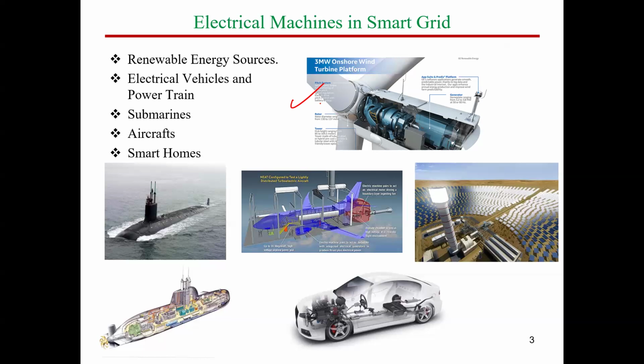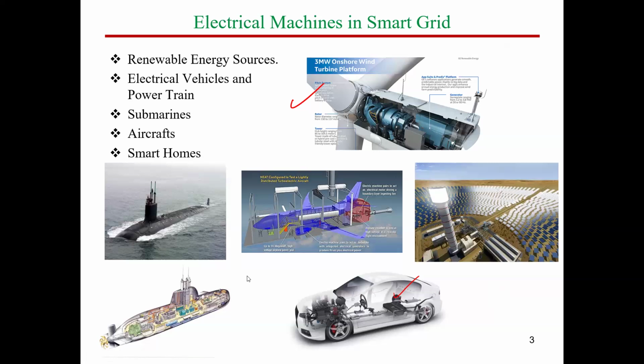We have also electrical vehicles and powertrain. So electrical vehicles, as you can see here, this is an electrical vehicle, and powertrain, which can be connected. You can have ships, big ships. You can have aircrafts. So all of that, guys, are sources of electrical machines, some types of electrical machines. And these electrical machines, in one way or another, can be connected now to our smart grid.